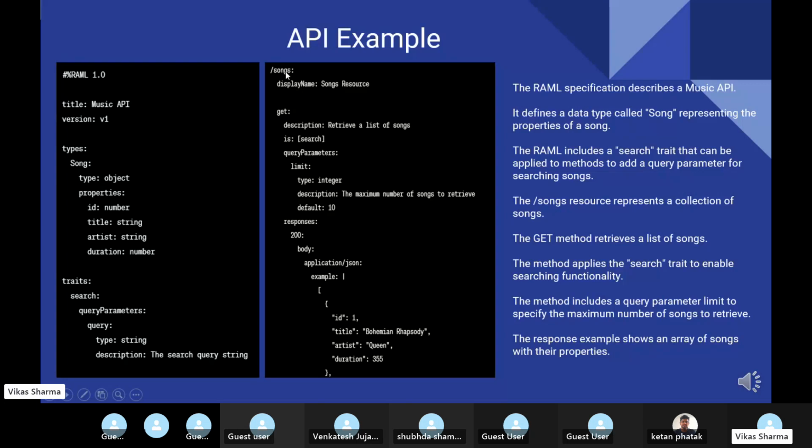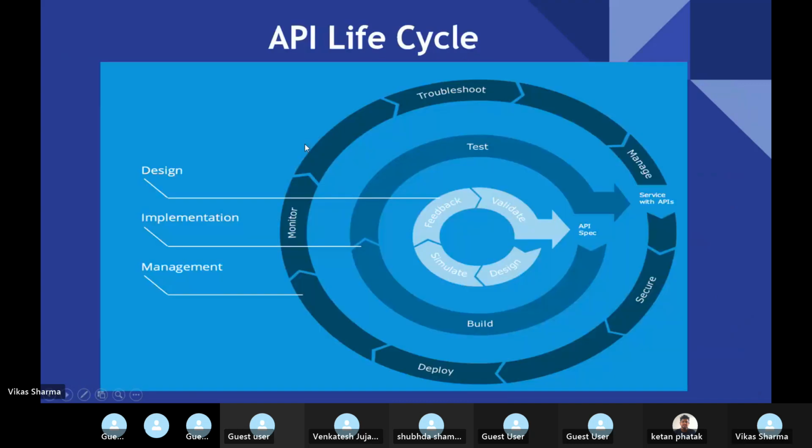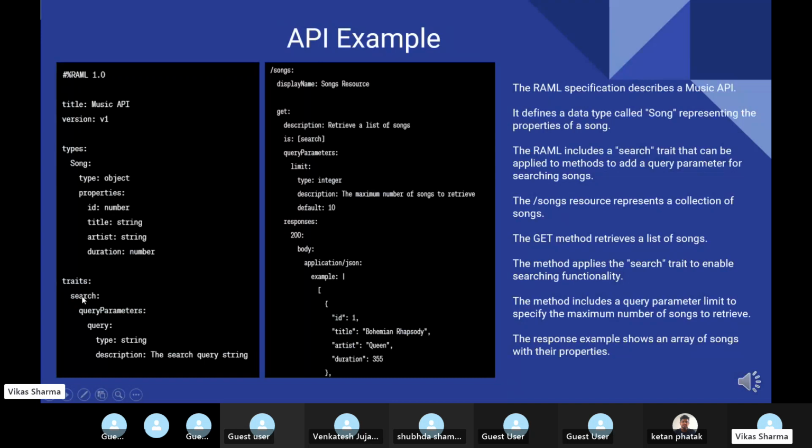Now, if you see over here in the get method, before the get method we have the resource. So under the songs resource we have the get method, and in the get method we have the trait mentioned. So you see it's getting reused. Instead of defining a query parameter again here, we just reused this trait. That's it. The get method will automatically have this query parameter by referring to this trait. We defined the trait here and referred to it in the get method.